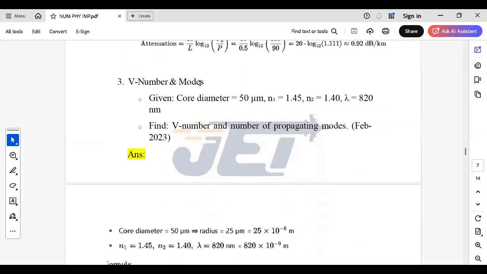So V number and modes. These two you have to find out, as simple as that. So given core diameter is 50 micrometers, N1 is equal to 1.45, N2 is equal to 1.40, lambda is equal to 820 nanometers. So find V number and number of propagation modes.